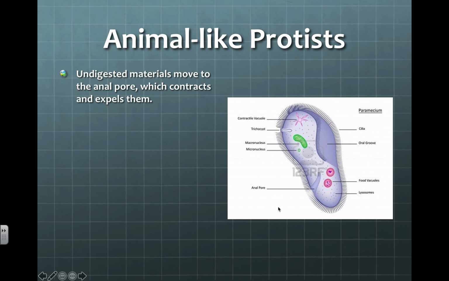Okay, here's another picture. This one shows all the cilia. So the oral groove is the depression. Here we have our cilia. And you also have, this is called a contractile vacuole. We'll talk about it in just a minute. But the undigested materials will actually move from the cytoplasm into the anal pore, which is here. Now, the anal pore has an opening to the outside, and that's the way they expel their solid waste.